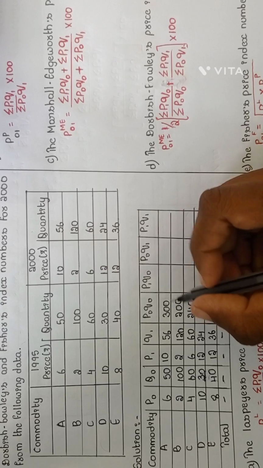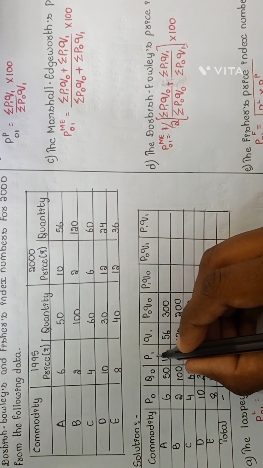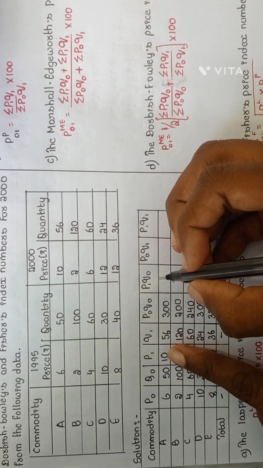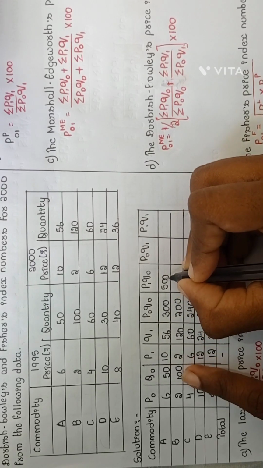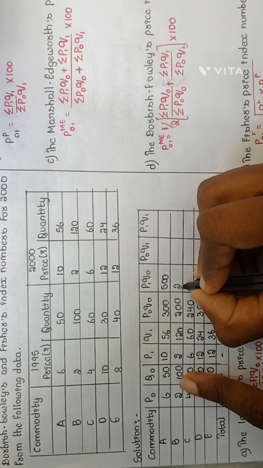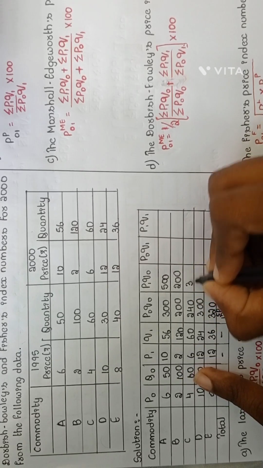Okay, next let's multiply P1 and Q0. P1 and Q0. So 10 into 50 is 500. 2 into 100 is 200. 6 into 60 is 360.